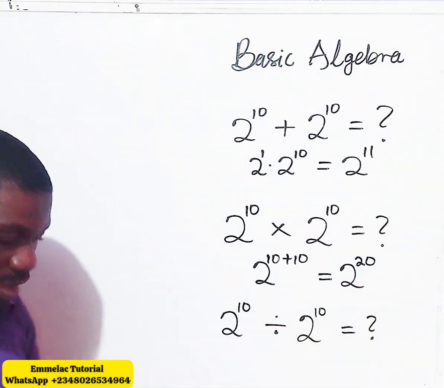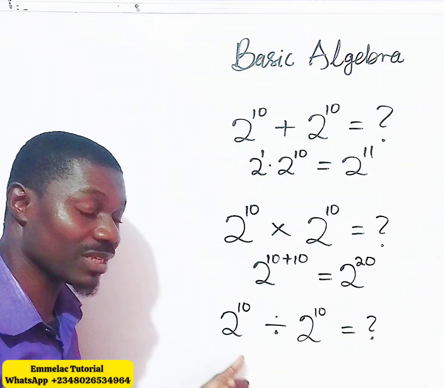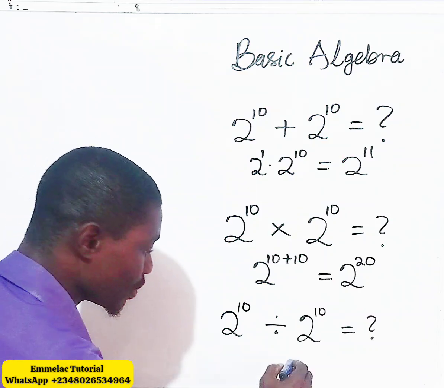And this last one, this is a term dividing itself. And when a term is dividing itself, that gives us 1.